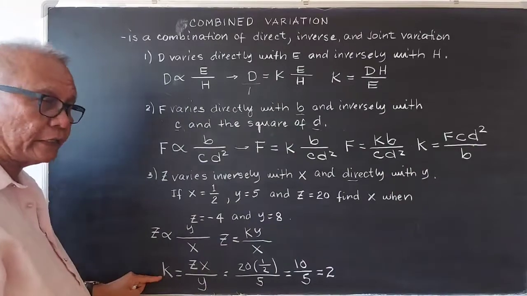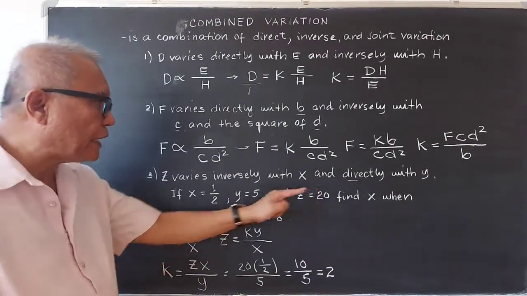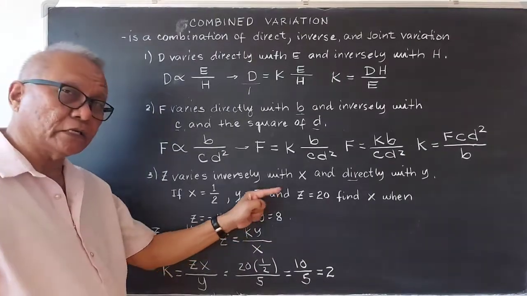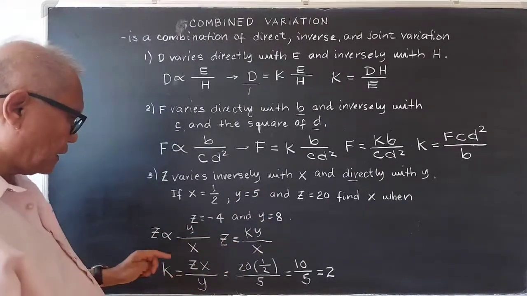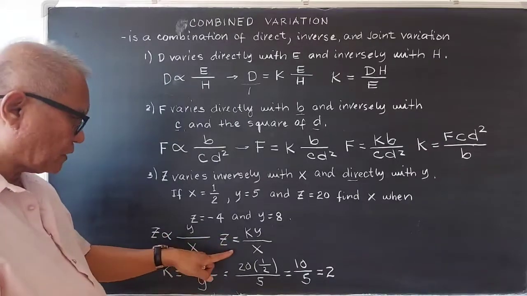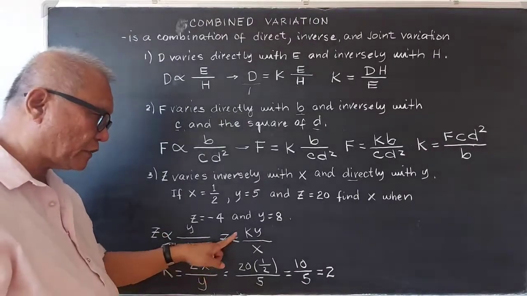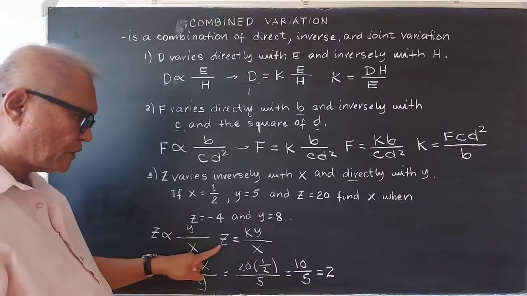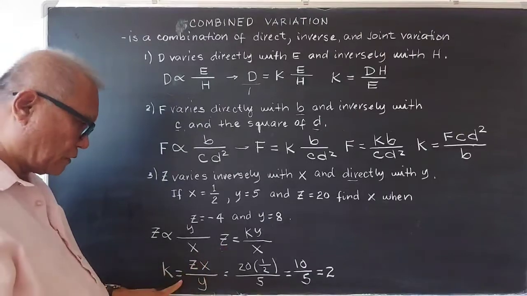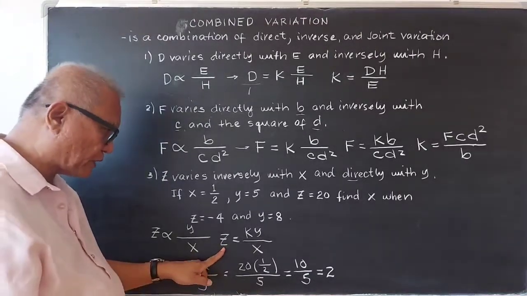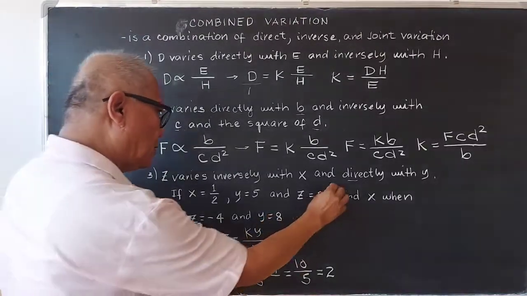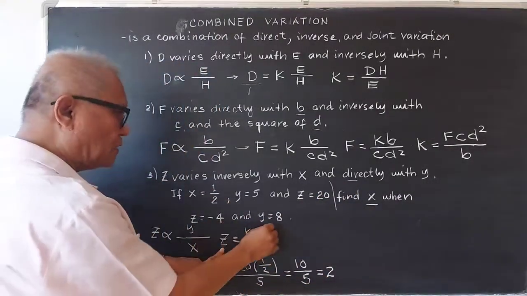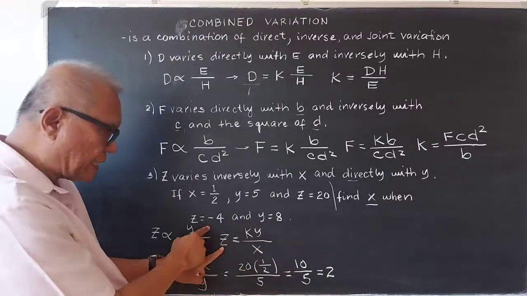That is our K. Then we are going to solve X when Z is equal to -4 and Y is equal to 8. So here, because we are solving for X, we can use this equation here, Z is equal to KY over X, or we can use this one. So maybe we can use this one. Okay, let's use this one. We have unknown X, we have the Z and the Y here. So the Z is -4.